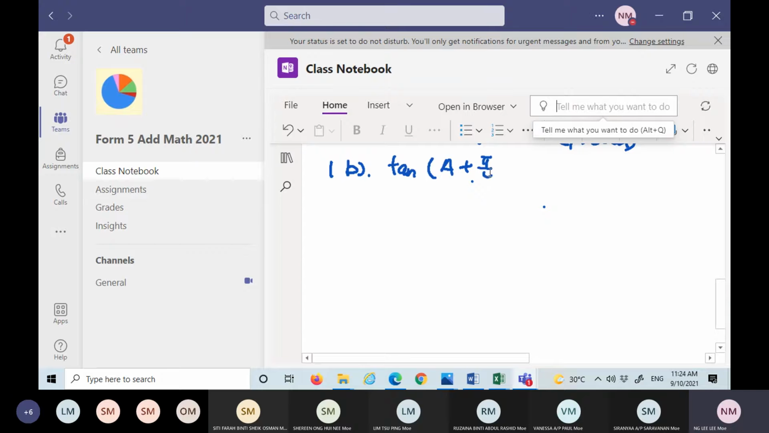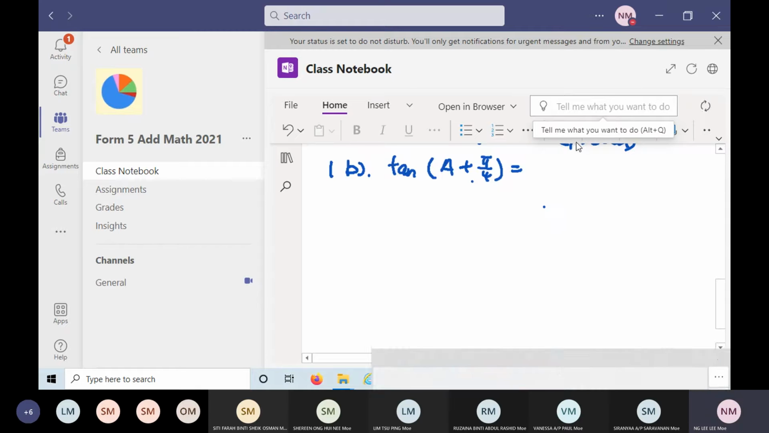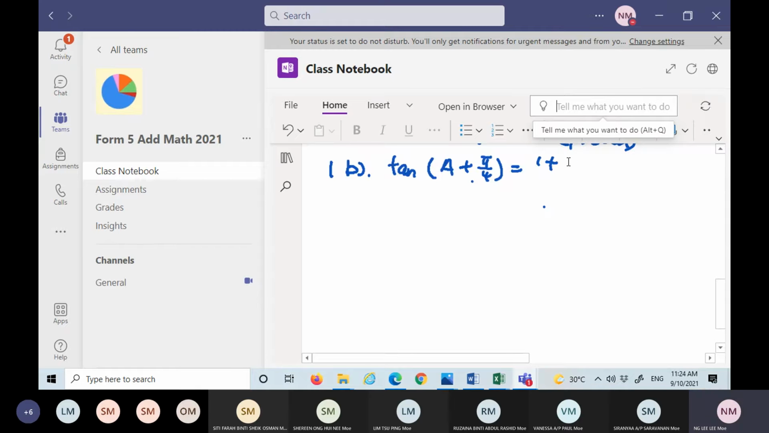Okay, pi over 4. Then 1 plus tangent A, and then 1 minus tangent A. This one I guess I will use the left hand side because you have the pi over 4. When you break it using the addition formula, we will see tangent pi over 4. Okay, tangent pi over 4 is what?